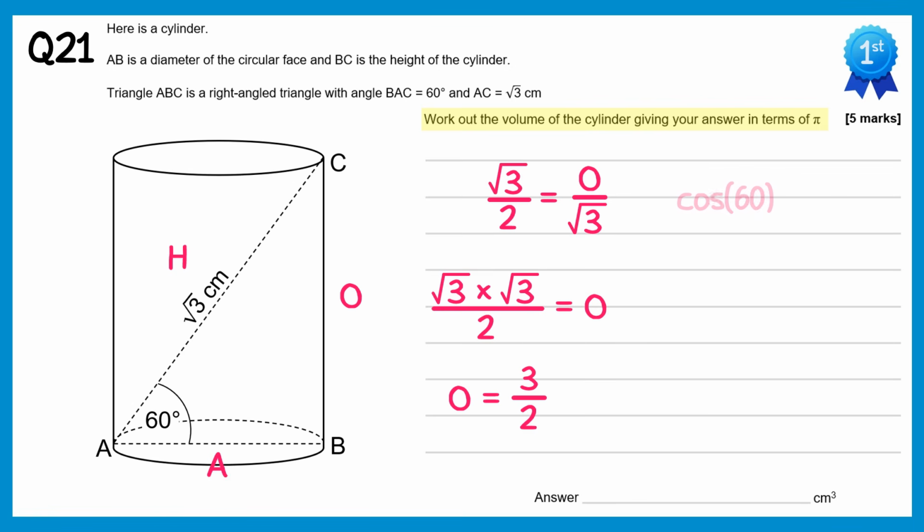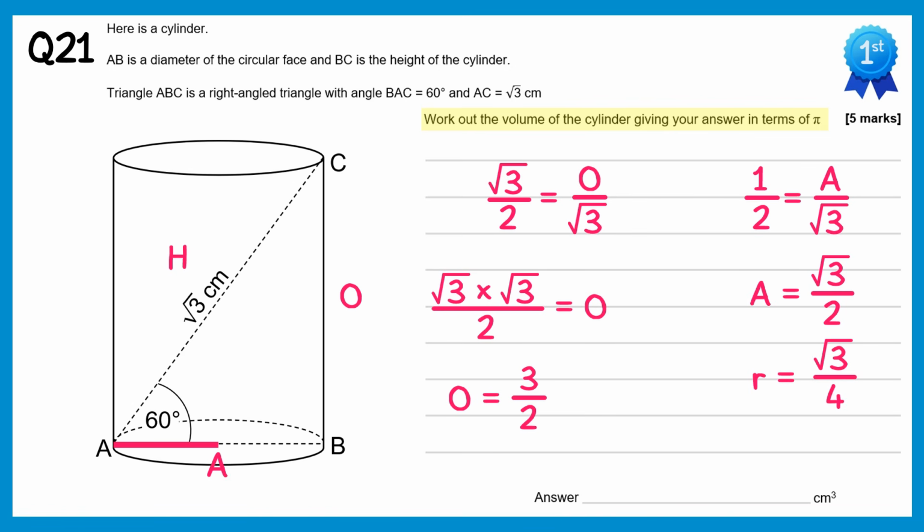Let's also work out the adjacent. To do this, we could write that cos of 60 equals the adjacent, which we don't know, divided by the hypotenuse, which is root 3 again. Cos of 60 is equal to 1/2, so let's change that. And then to find a, we'll multiply both sides by root 3, so we just find that a equals root 3 over 2. So we've just found a, which is the diameter of the circle going from one side to the other. But to find the volume, we actually want the radius, which is only half of that length. So we need to halve the value of a to find the radius, so the radius will equal square root 3 over 4. And we found the height earlier, but we called it the opposite, so let's replace the O with an h, so it's the height, which is 3 over 2.